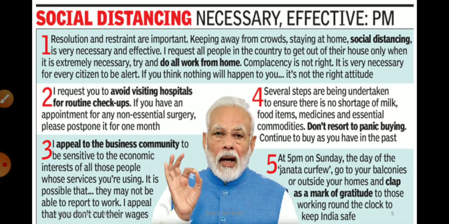In this aspect, Mr. Modi has emphasized social distancing, meaning we have to maintain a specific distance between persons so that the disease outbreak will be minimized, right?